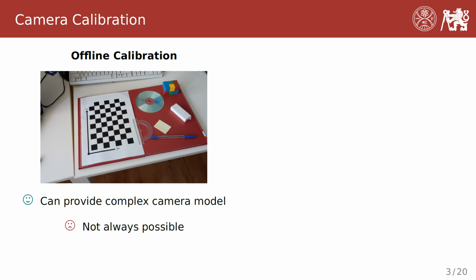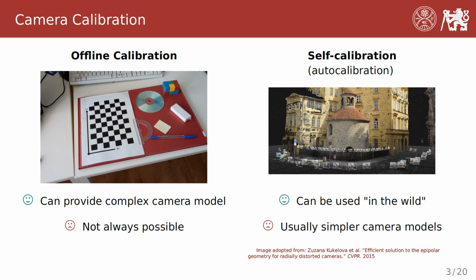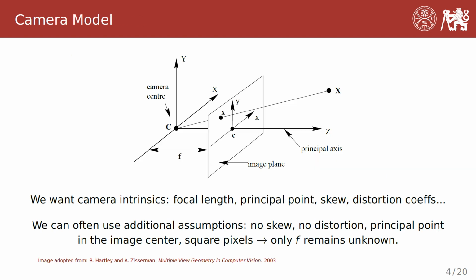This can be done offline, usually by using images of calibration patterns. However, such offline calibration is not always possible. In many applications, we need to calibrate our cameras online using general images. This process is known as self-calibration. In this process, we estimate the intrinsic camera parameters.